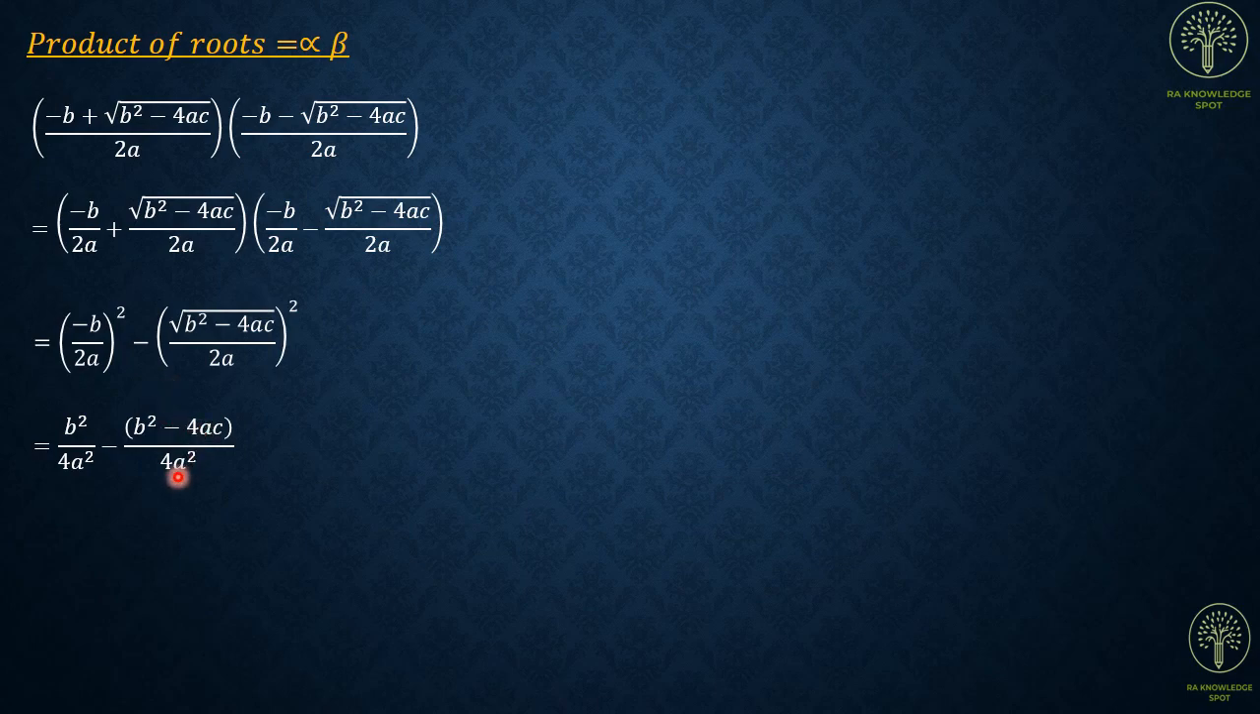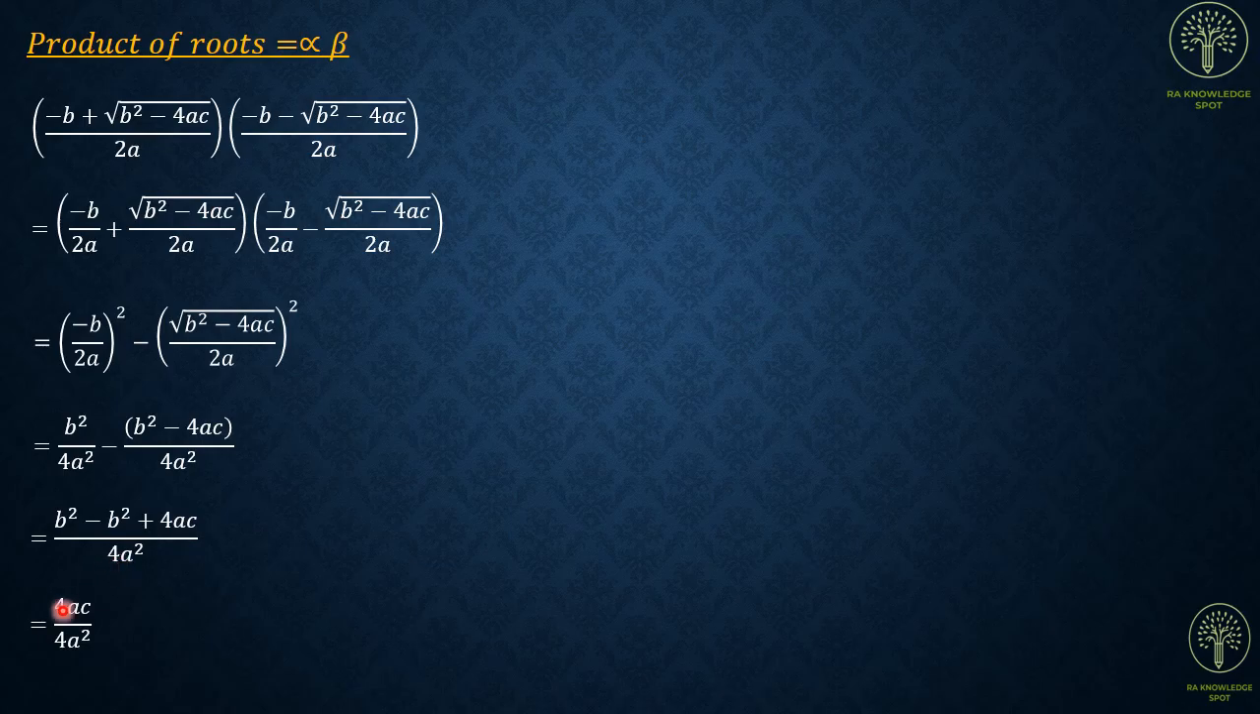Once again students, we are having two fractions with a negative sign, and luckily we have the same denominator. We have to do nothing, we just write 4a², b² will be as it is, minus: plus minus and minus minus plus. The negative b² and positive b² will be cancelled out. We will just have 4ac divided by 4a².